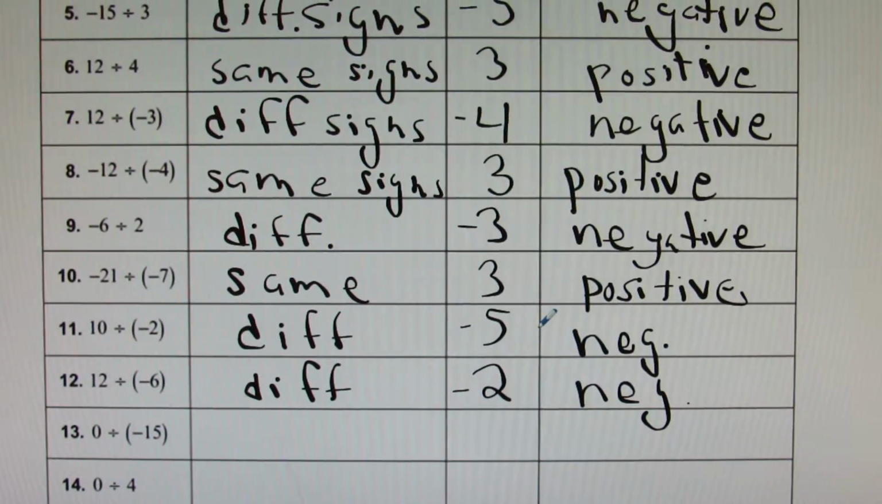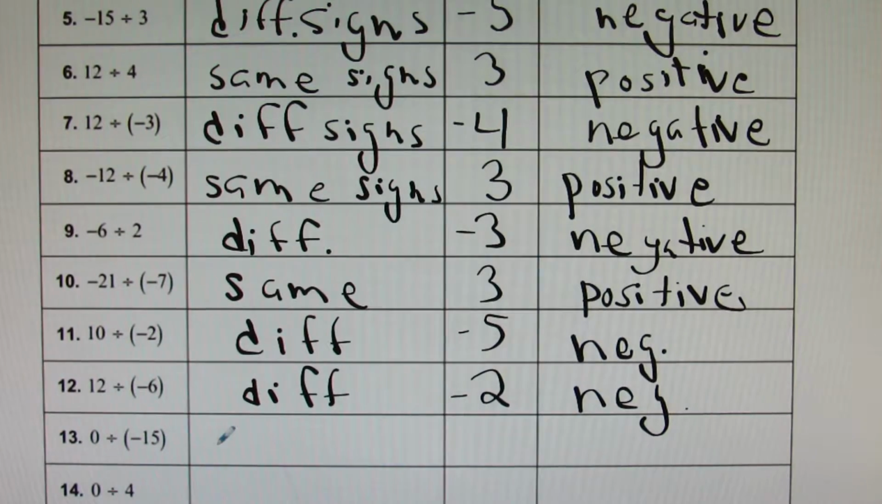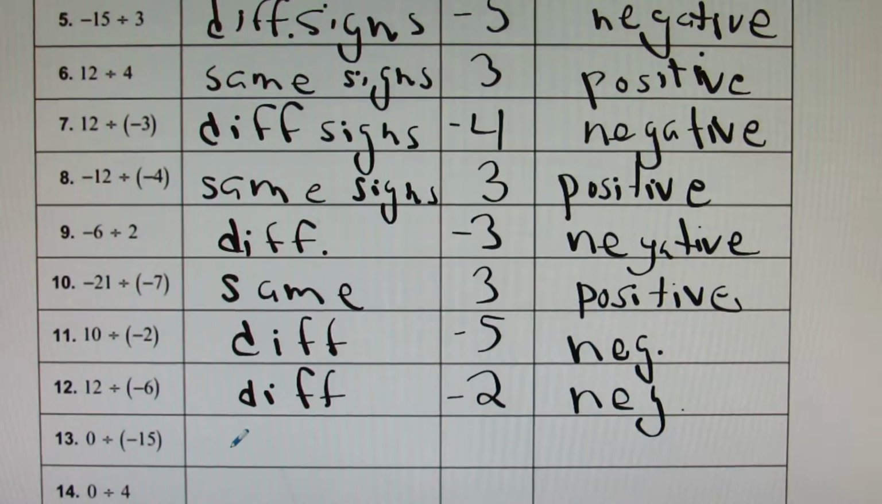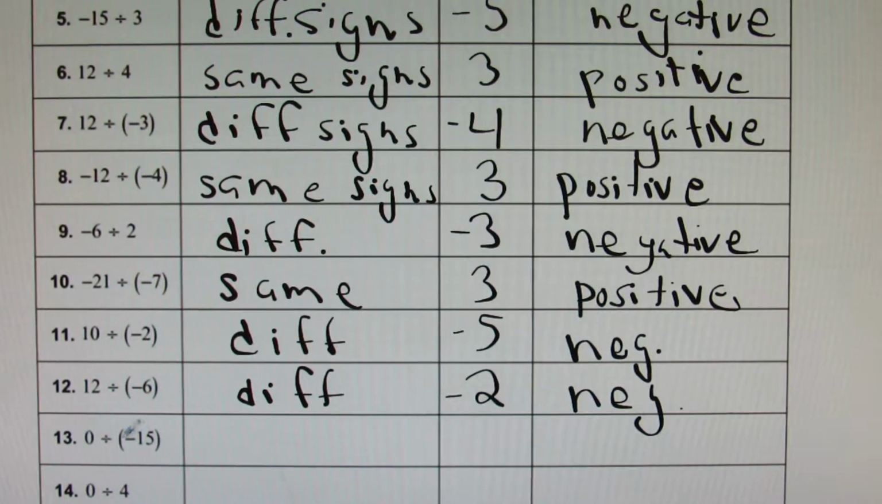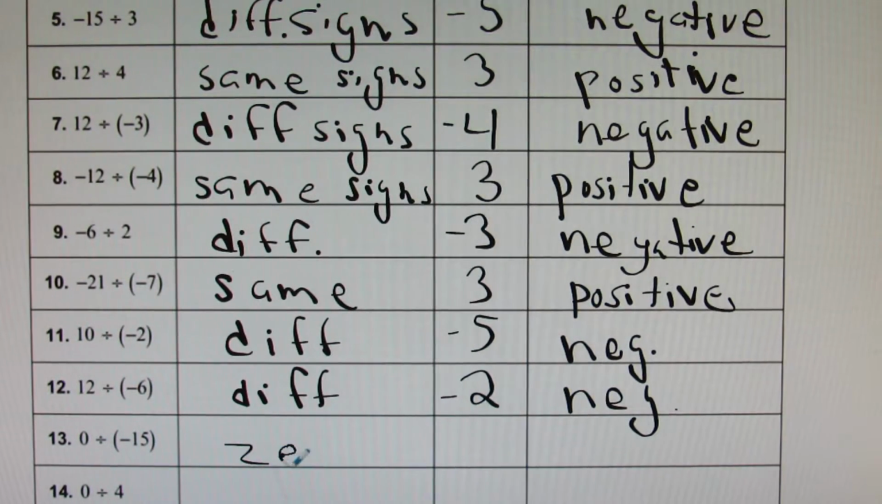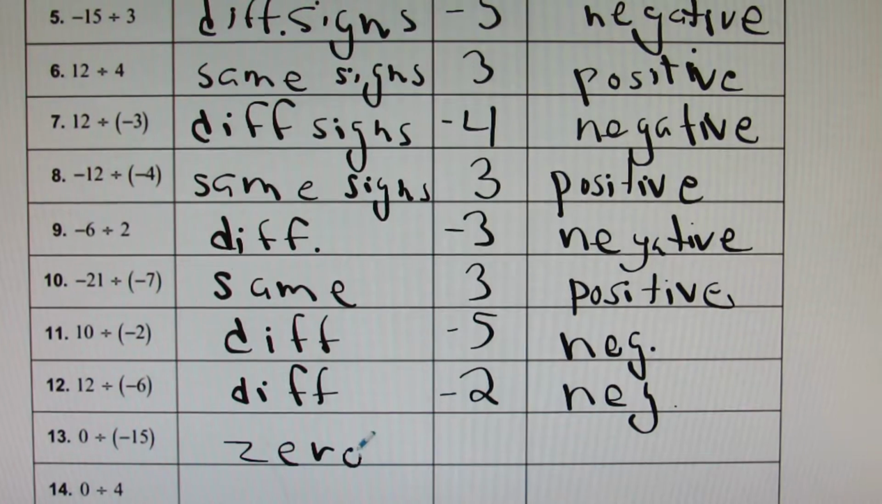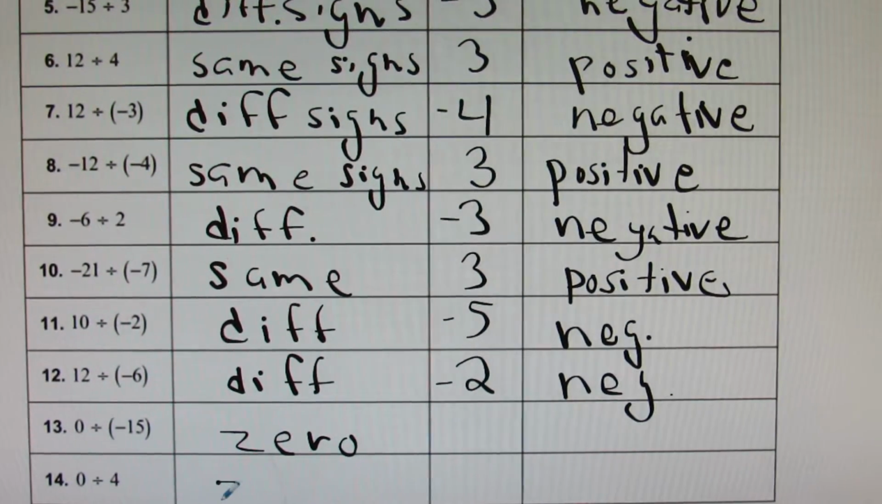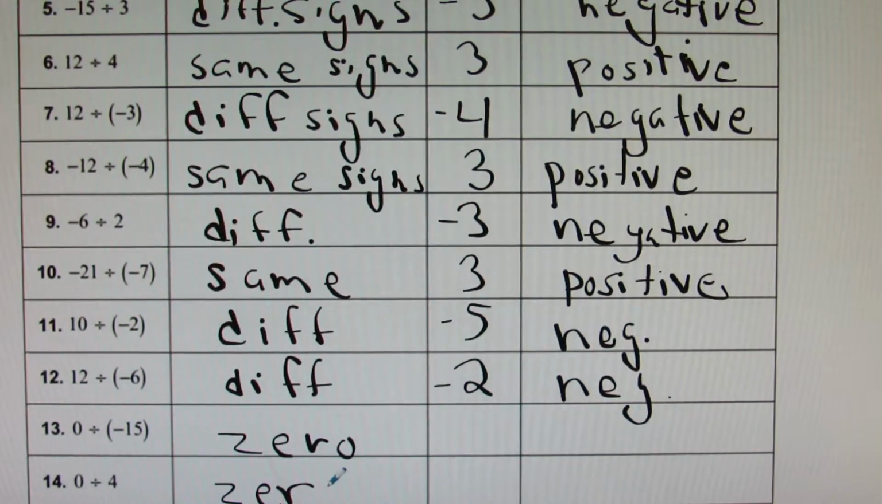0 divided by negative 15. So we're going to do, what type of quotient is it? They're not really the same signs. They're not really different signs either. We're just going to write the word 0, because both of these examples deal with the number 0.